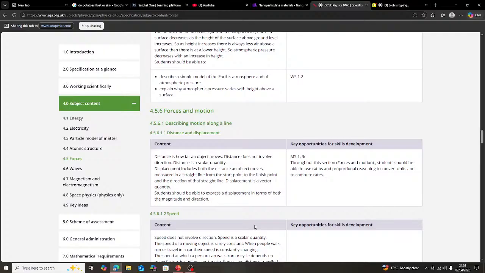And then cycling. Oh, who needs to know all of that? They can ask you this in the exam. They're not going to ask you that. They can. It's on the specification. Yeah, but they're not. What's the cycling speed?